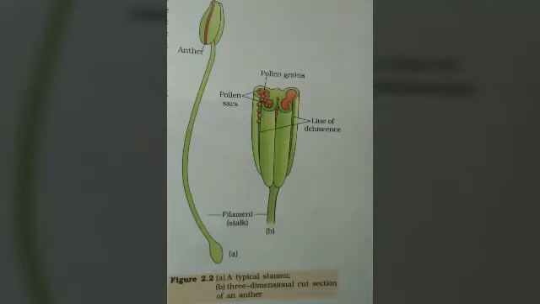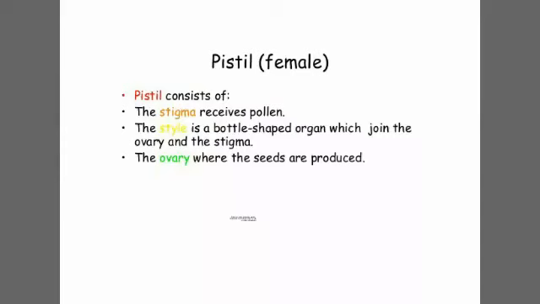This is a picture in your book in which you can see properly the stamen and the section of the anther. The anther is a bilobed structure which has two lobes and is dithecous. Each lobe contains two thecae.